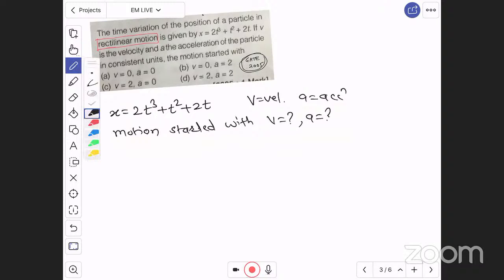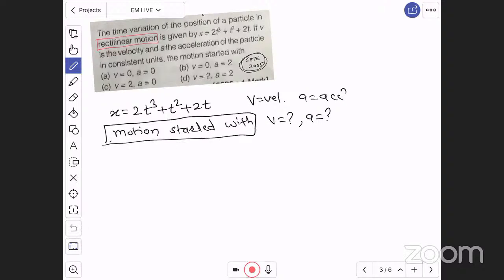X is given. Now see, motion started with. What is the meaning of motion started with? Motion started with means just the start of motion. And at the just start of motion, can I say time is equal to 0 second? It is just the start, na? It means the motion will always start with 0 time. Therefore, here when time is equal to 0 second, what is velocity and what is acceleration? This is the question. And the displacement equation is given.